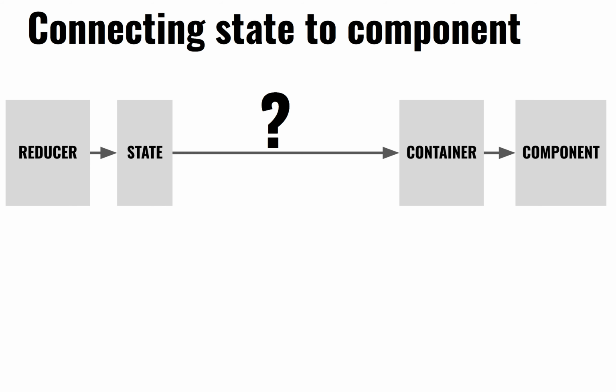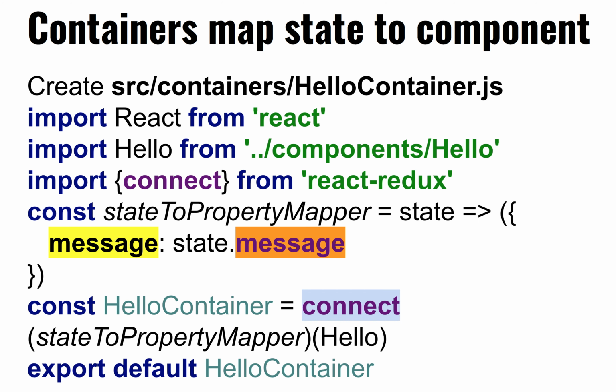So containers are going to be the ones who are responsible for plumbing that state that is generated by the reducer and making it available to our lowly component over here, responsible for rendering. So let's take a look at our very first trivial container. So here's our very first container. It imports the React library. It also imports the stateless component hello. And then from React Redux, this is the glue library.